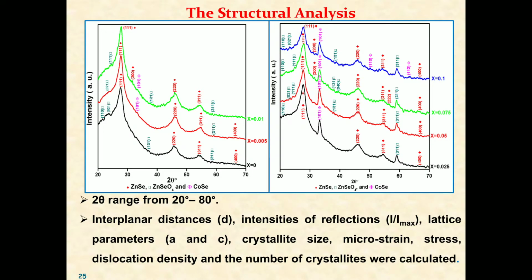Further, XRD was used for the structural analysis, with a 2 theta range from 20 degrees to 80 degrees. In this XRD measurement, the interplanar distance d, intensities of reflection I/I max, lattice parameters a and c, crystal size, microstrain, stress, dislocation density, and the number of crystallites were calculated.